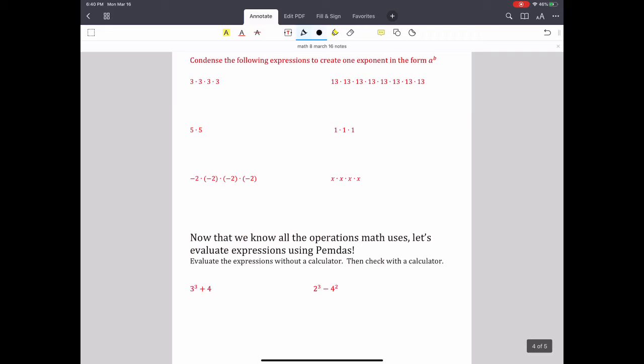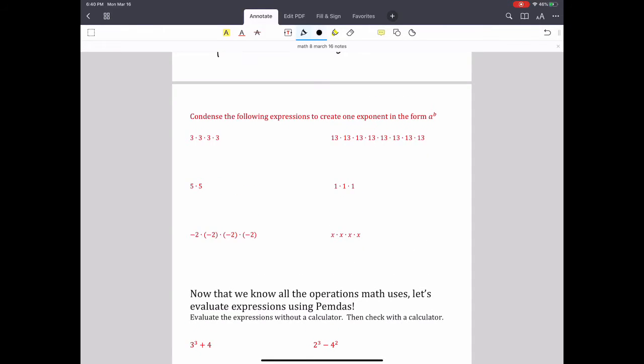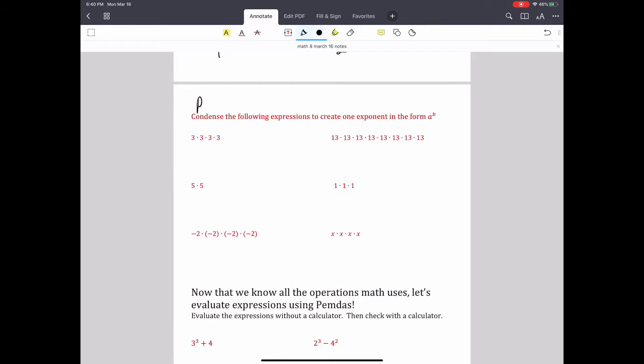Okay, let's see. Well, now let's do this. Let's condense. This is part 3 of 4 of exponents for the day. We're going to condense the following expressions to create one exponent in the form of a to the b. So this one, we see that we're multiplying 3 by itself 4 times. So we're multiplying 3, and the exponent will be 4. So 3 to the 4th. This one here, we're multiplying 5 by itself 2 times, so 5 squared.